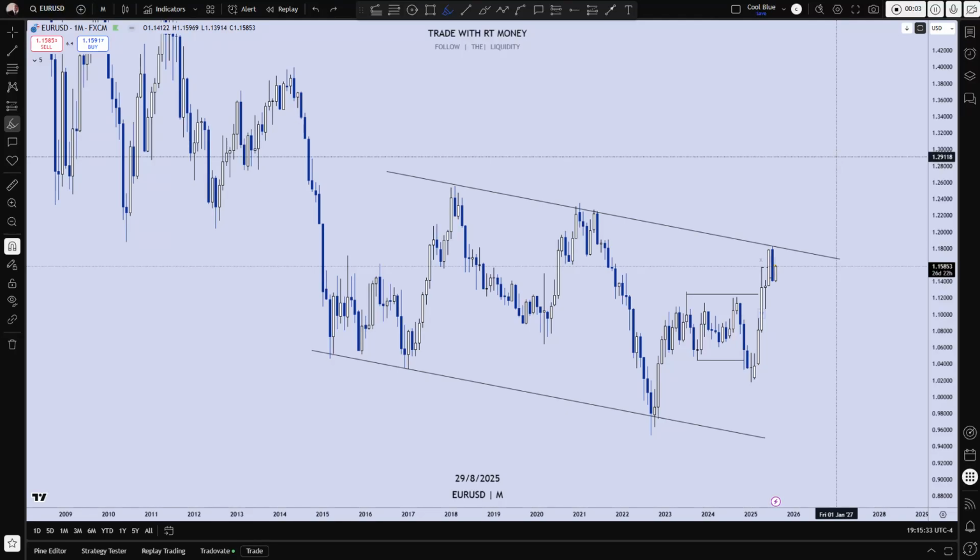Welcome to another weekly Forex forecast. We're looking at the Euro USD. We're going to start at the monthly time frame and work our way down. All right, what do we see?